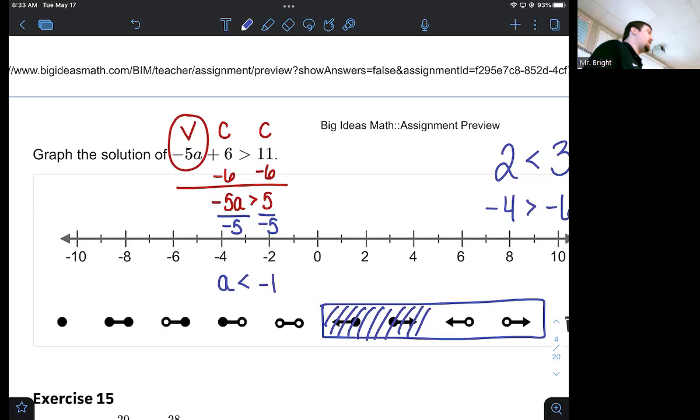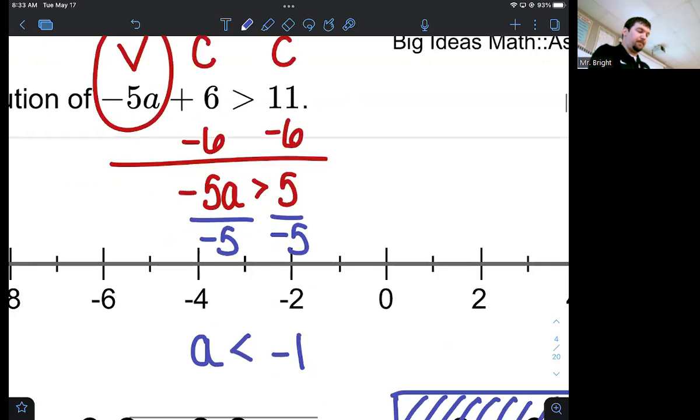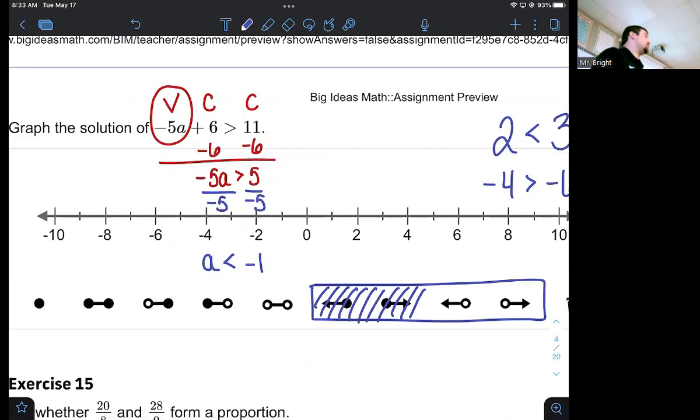And what direction of the number line would I shade if A is less than -1, Frank? To the left. So I'm going to choose the arrow pointing to the left. By the way, you do not need to draw the number line on your paper. I haven't made you do that all year long. Make sure you've got your work on your paper and your answer. And then on big ideas, you can shade it.